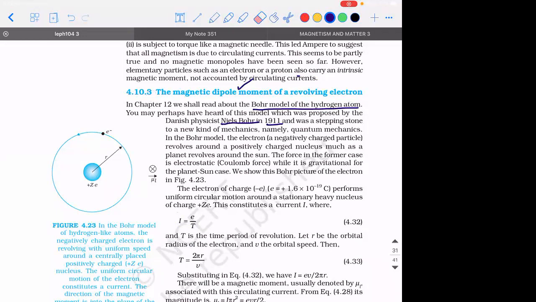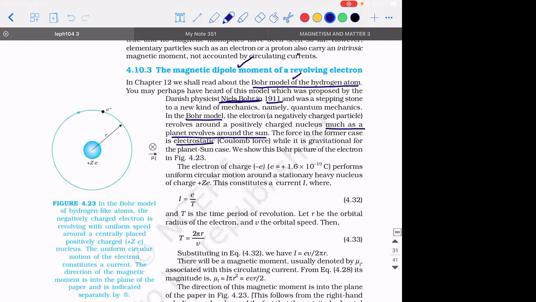So in chapter 12, that is atoms, we will read about Bohr's model of the hydrogen atom. You would have definitely read it, right? The scientist Niels Bohr in 1911 was a stepping stone to the new kind of mechanics, namely quantum mechanics. So in Bohr's model, what is the theory proposed by him? The electron revolves around a positively charged nucleus, much as a planet revolves around the sun. So the force in the former case is electrostatic, while it is gravitation for the planet and sun case.